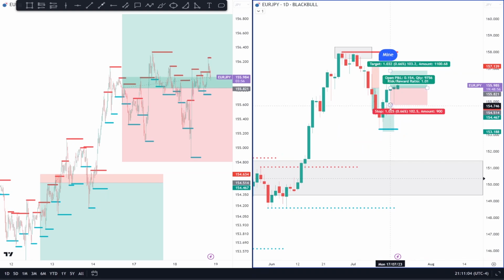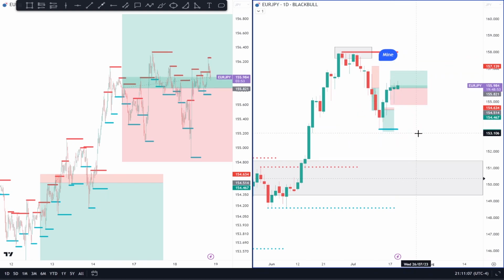Euro JPY, so it's just barely moving in our direction. We're still in a trend. Almost stopped out yesterday, it looked like, but not exactly. So we'll maintain this move.